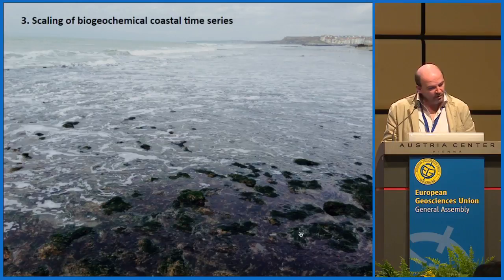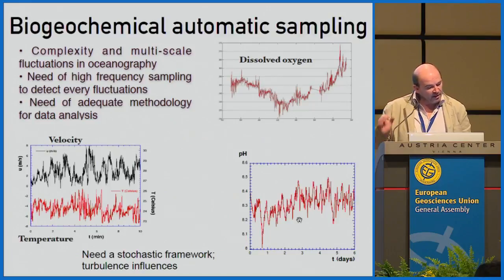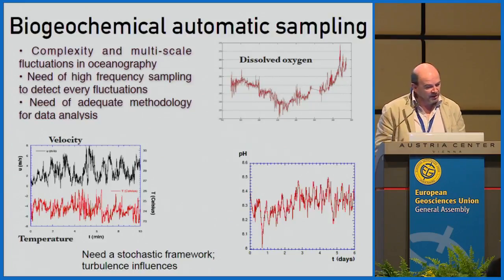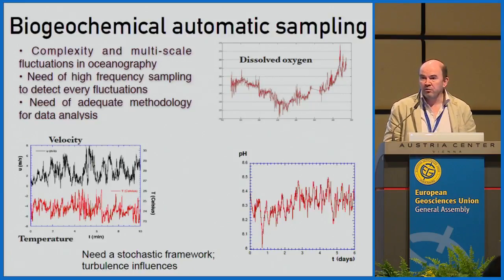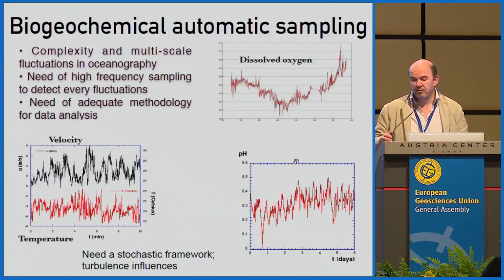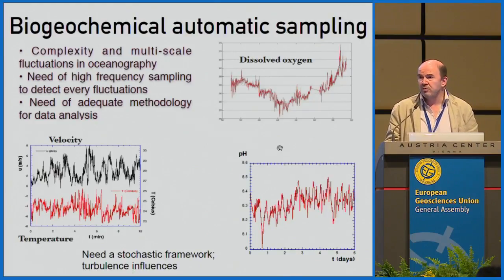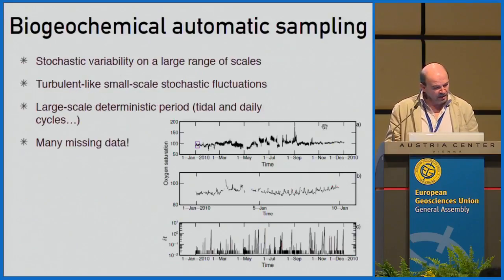Now I go to the last part, biogeochemical coastal time series. Here we are in the framework of complex and multi-scale fluctuations in oceanography, so we need high frequency sampling and good methodology to deal with this. I have here different examples showing dissolved oxygen, pH fluctuations, temperature and velocity. They are more or less turbulent-like. If we are used to dealing with turbulent fluctuations, we can see that it looks like turbulence, so we can use turbulence tools to try to analyze this.